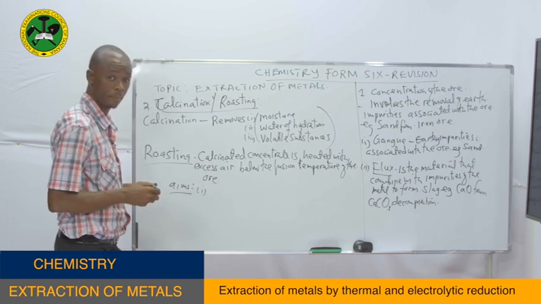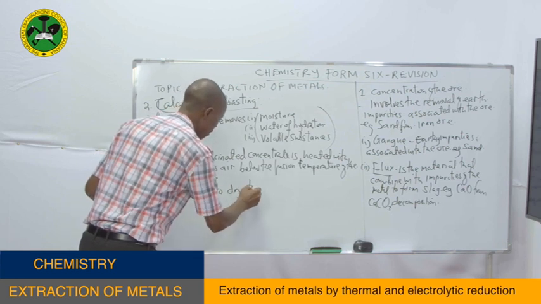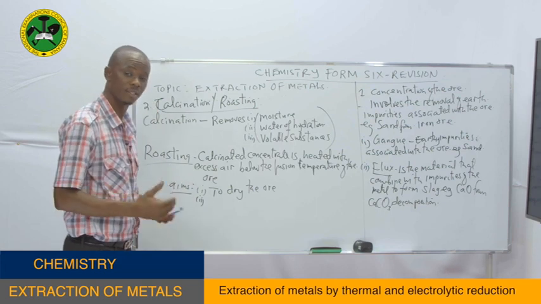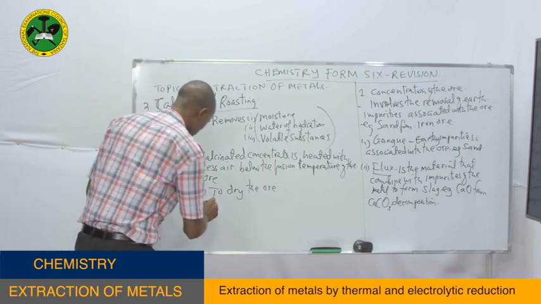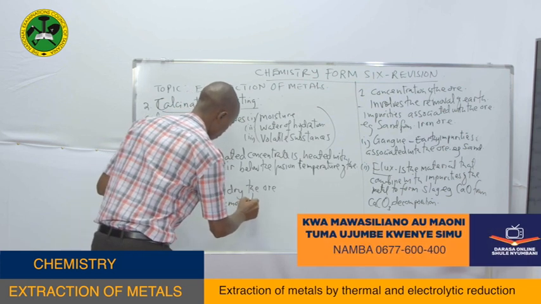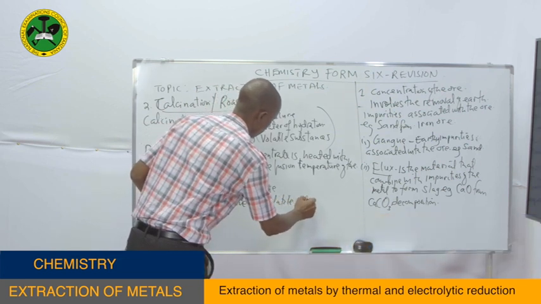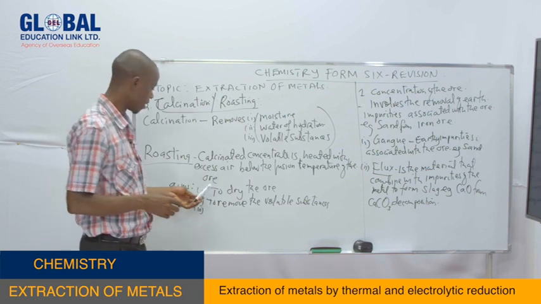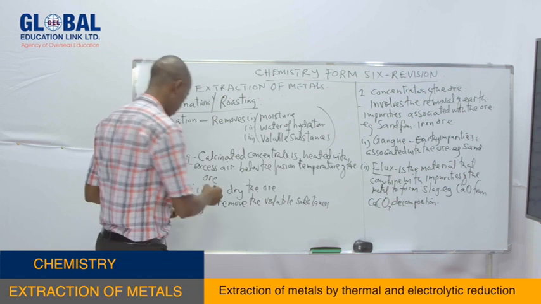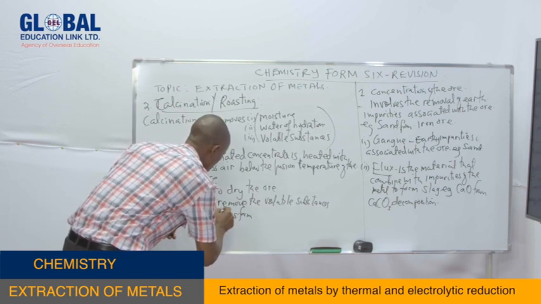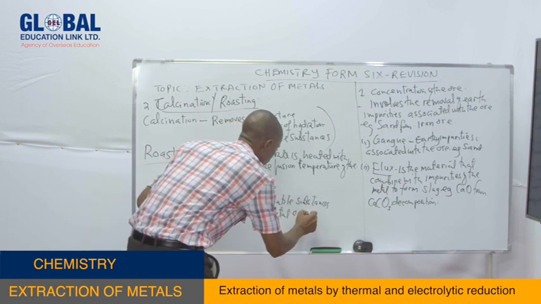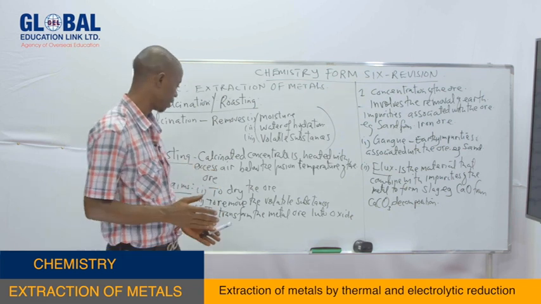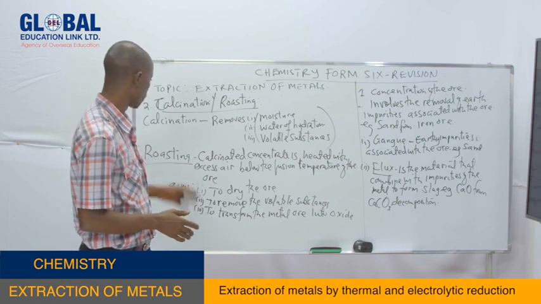Aims of this one. Number one, to dry the ore. It makes sure that the ore is dry. Also, if the volatile substances are still present, they are removed by this process. But the third one is to transform the metal ore into the oxide. This is the aim of roasting. Now, if the metal ore is already in the oxide form, there is no need of roasting. So this is the second step that we have.